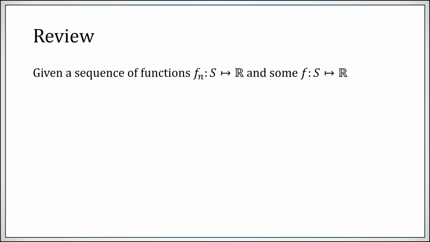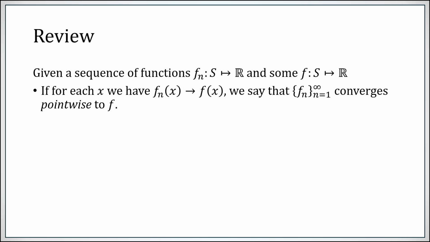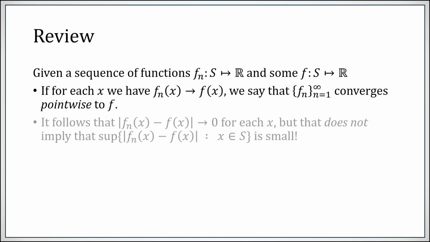So what did we discuss? Given a sequence of functions defined on some set S and some other function f, if at every point x you get convergence of fn of x to f of x, that's called pointwise convergence. It's the base level convergence of a sequence of functions to some other function.